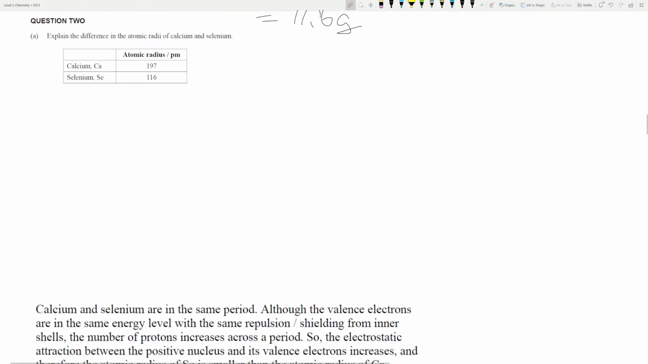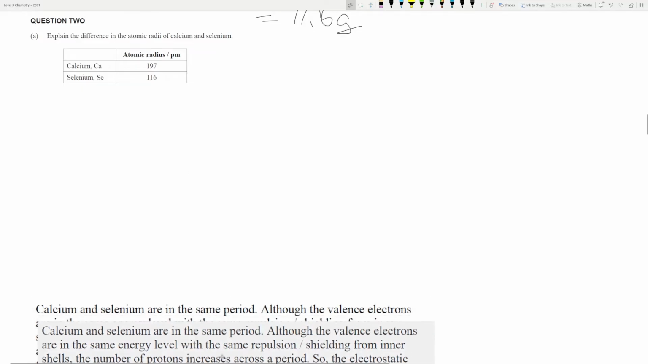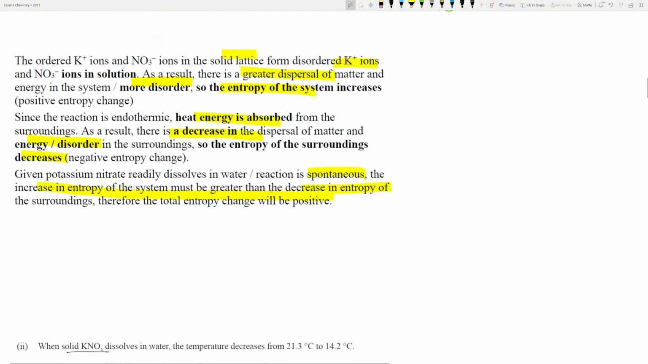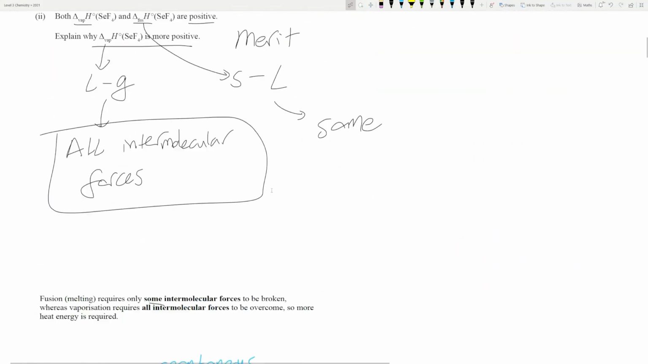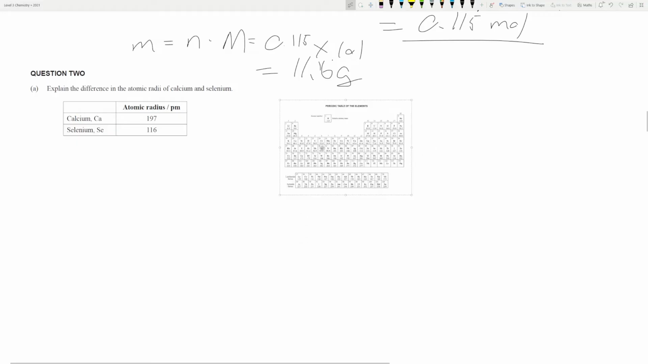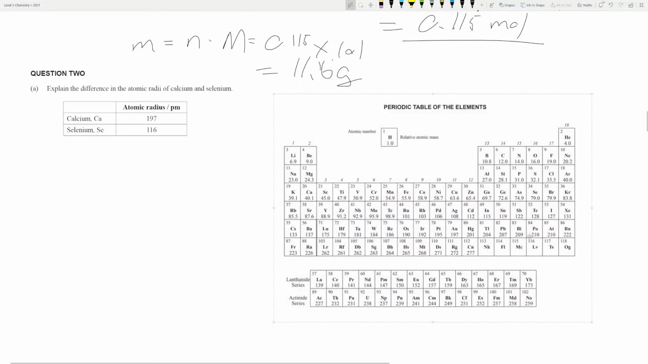All right, next part. Just going to chuck the answers down. Go down a little bit. All right. Explain the difference between atomic radius of calcium and selenium. So if you look at calcium, let's find the periodic table. Actually, let's paste it in here. There it is. So calcium is over here. Selenium is over here.